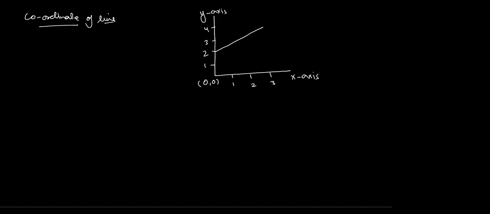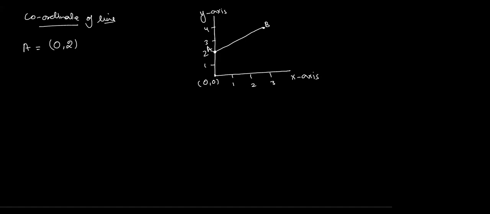Let's suppose this point is A and this point is B. If a person is asking me how to reach the point A, I will tell them that you have to go 0 distance in the x-axis and 2 units in the y-axis. Then you will reach the point A. So this is the coordinate of point A.